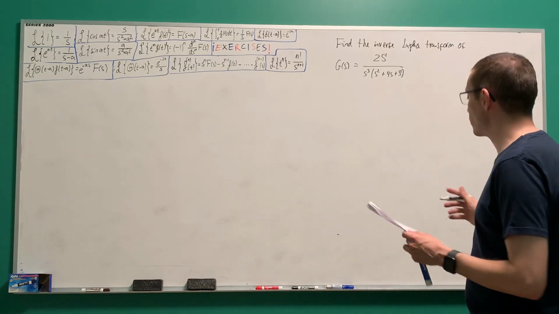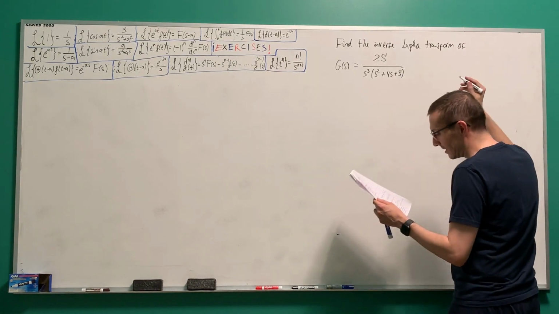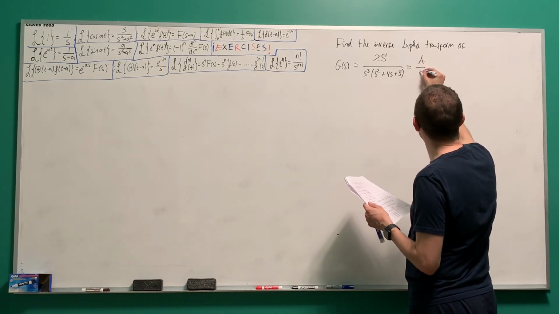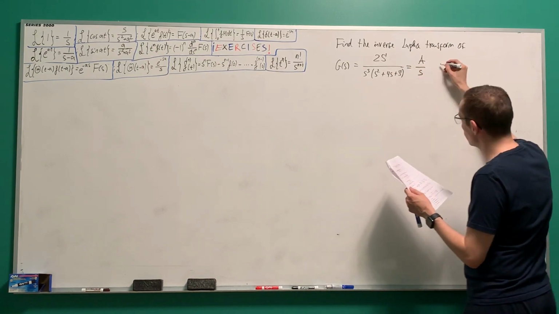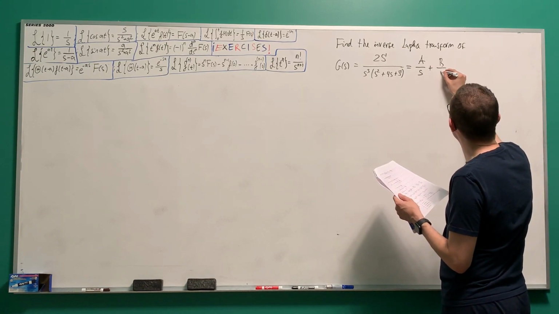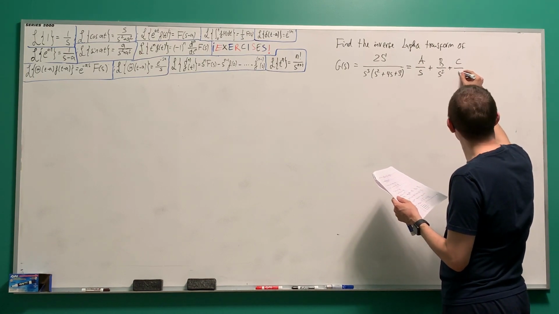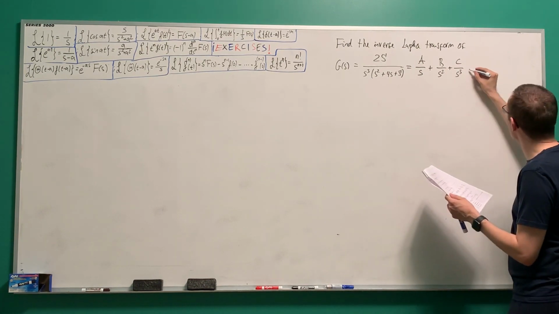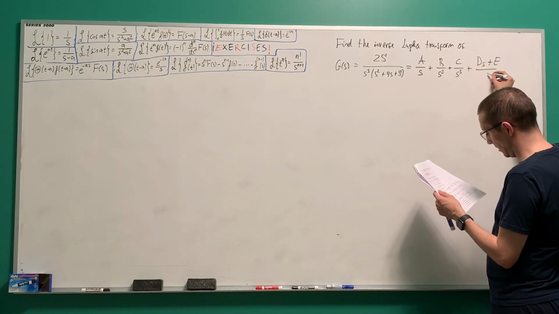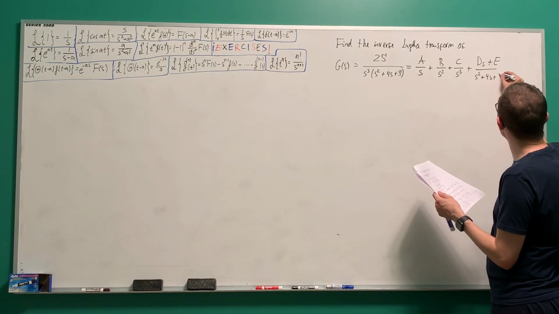All right, simple fraction decomposition. In this case, this thing has complex roots. So the decomposition is going to be a divided by s, plus b divided by s squared, plus c divided by s cubed, plus ds plus e divided by s squared plus 4s plus 5.